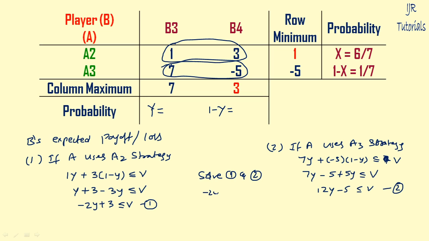That is minus 2y plus 3 is equal to 12y minus 5. That means 14y is equal to 8. So y equals 8 by 14, or 4 by 7. So we identified y equal to 4 by 7. Obviously 1 minus y equals 3 by 7. That is a 4:3 ratio. So this is the way to calculate the y probability.